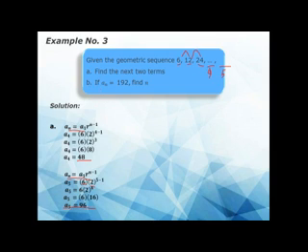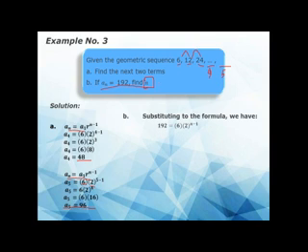Now, our second problem is to find in what position 192 belongs. Is it the 11th term? Is it the 7th term or the 12th term? So, substituting it to the formula, we have the nth term, which is our 192, and we have the first term 6. We have the common ratio, which is 2, and our missing number is n.